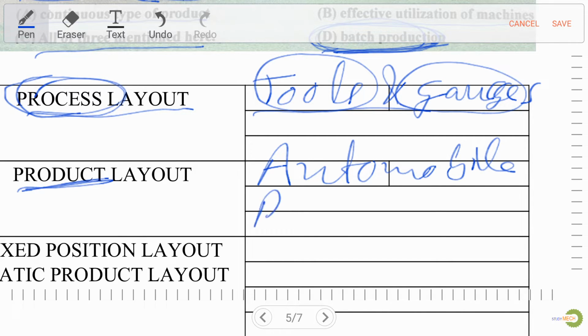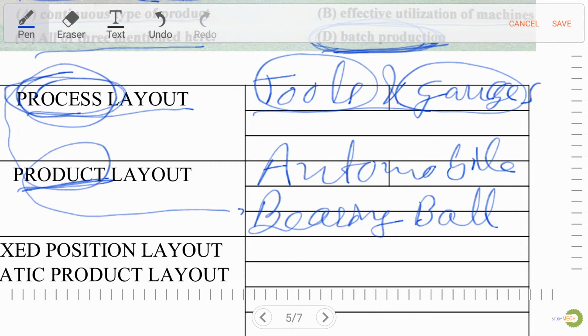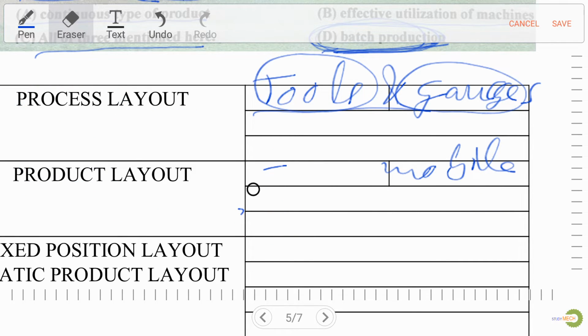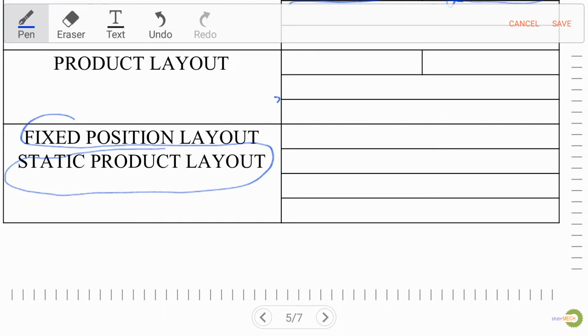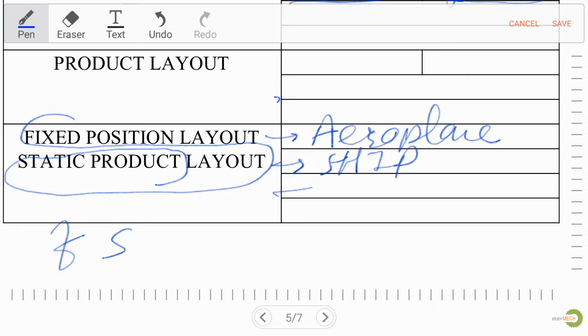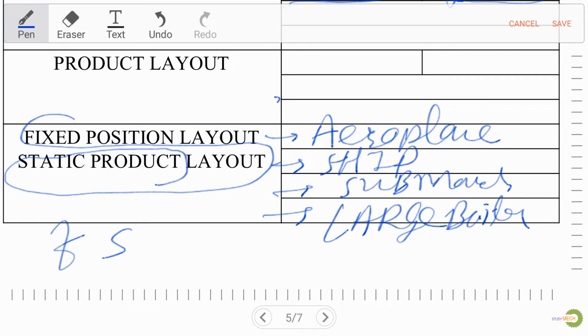Remember this. Now bearing balls. To make bearing balls we have to use both product and process layout. It means bearing balls require a combined layout of process and product. Remember this. Okay, another detail is fixed position layout and static production layout. Now fixed position and static production are both the same. So let's take examples: aeroplane, ship, submarine, large boiler. It is required to use fixed position layout and static production layout.